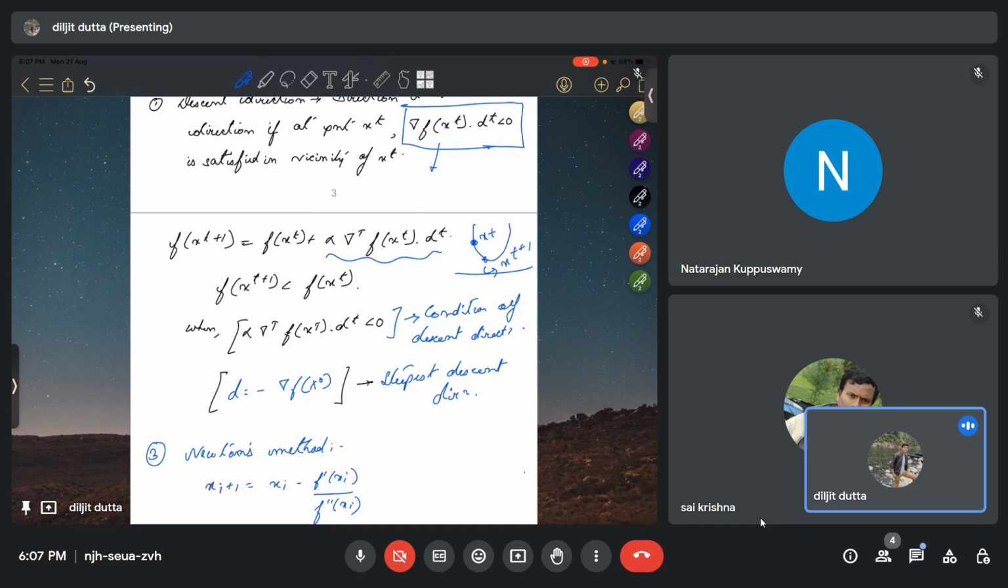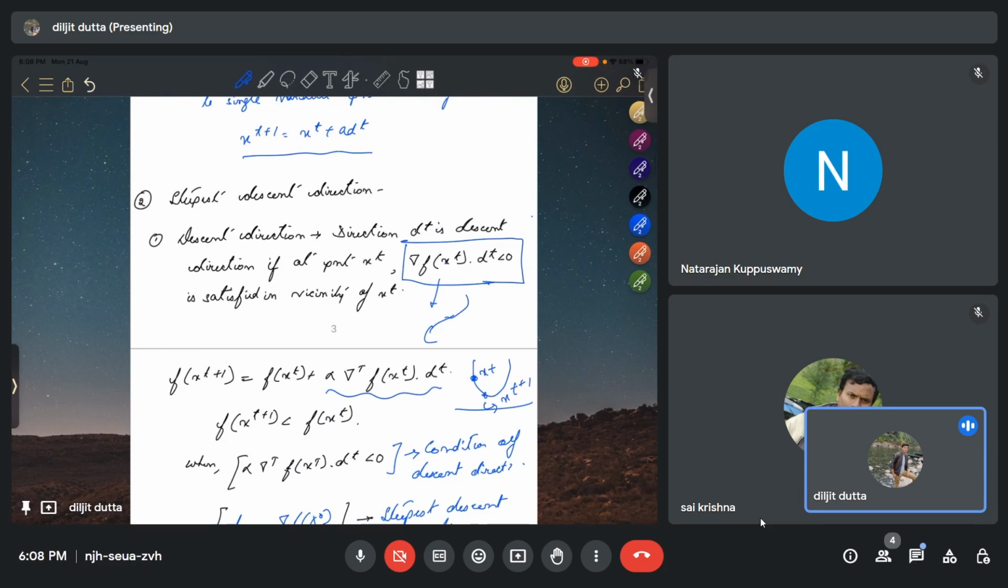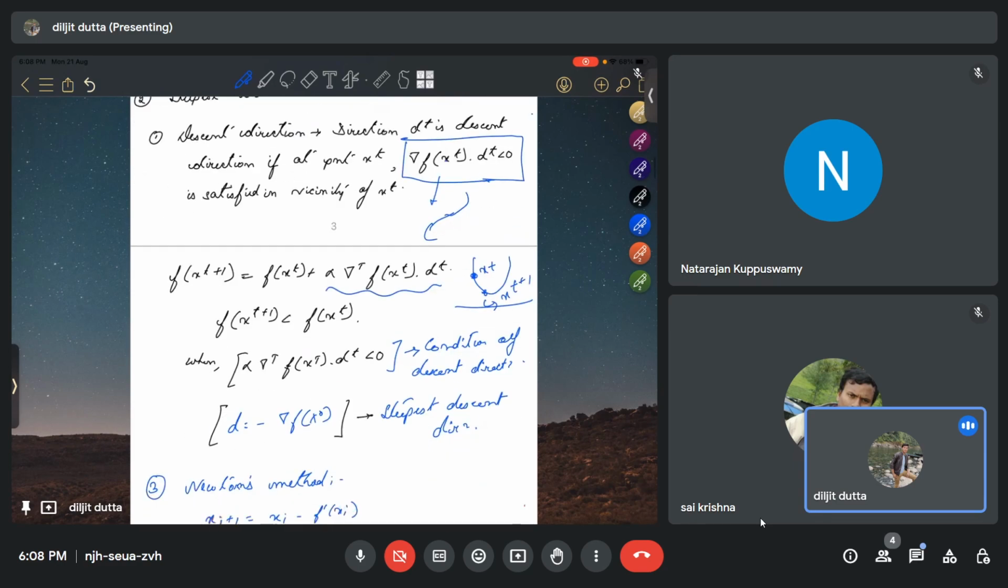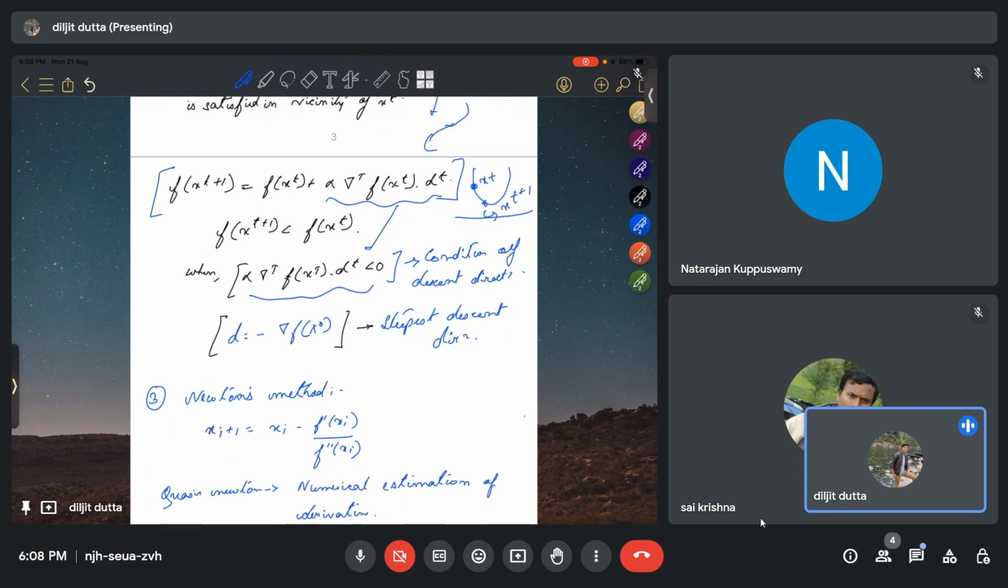And how did we come to this condition? This comes from the intuition that we have already seen, that xt plus 1 is equal to xt plus alpha dt. Similarly, in the same concept, we write the whole equation in this format: f of xt plus 1 is equal to f of xt plus alpha into del of f of xt into dt. We want f of xt plus 1 to be less than or equal to f of xt. If we have to meet that condition, then this whole term should be less than or equal to 0. So this is the condition for getting a descent direction dt.